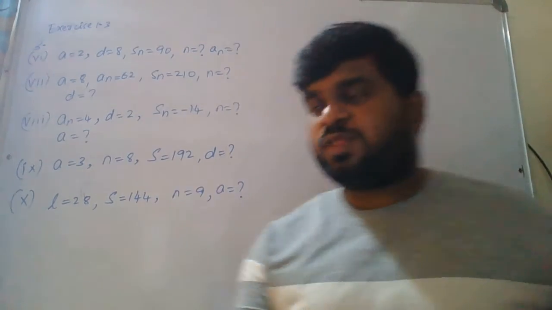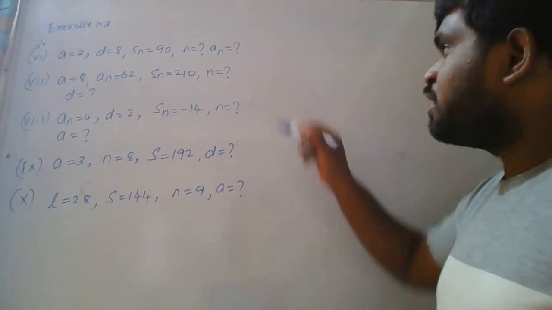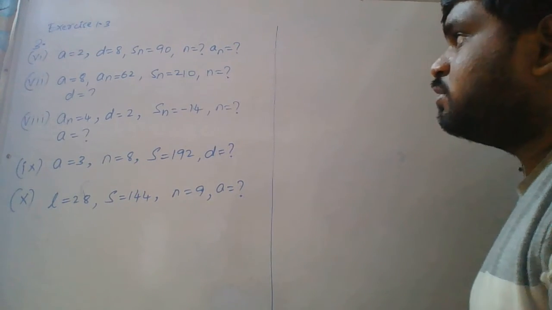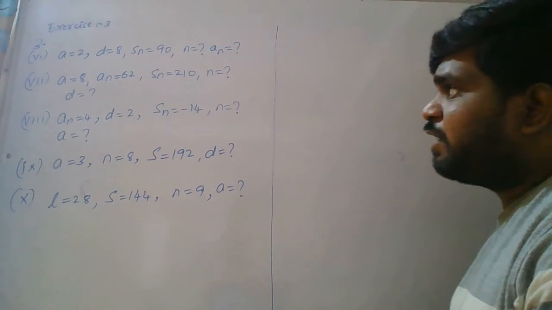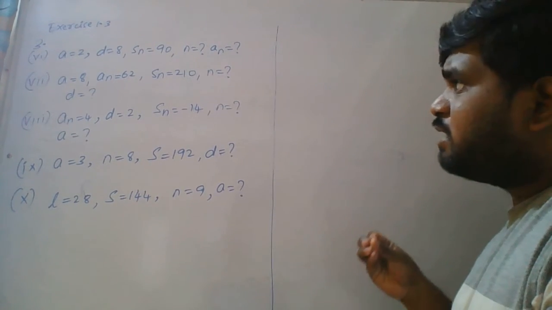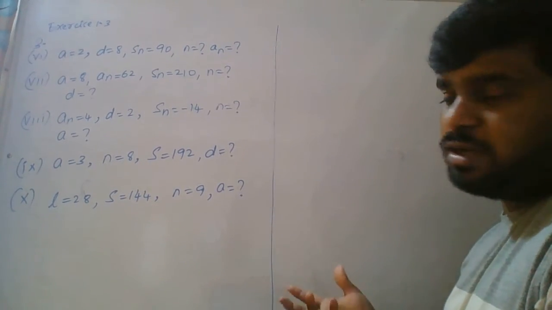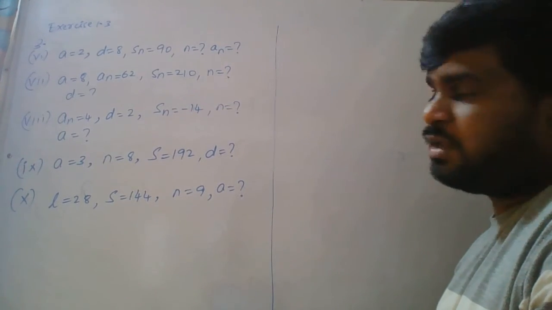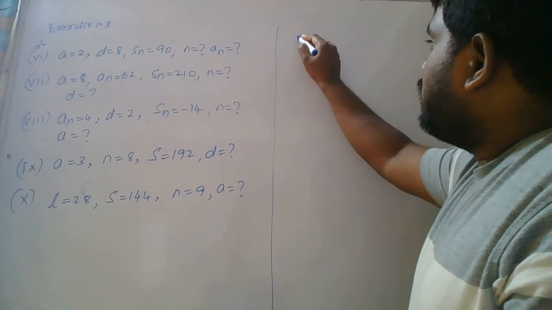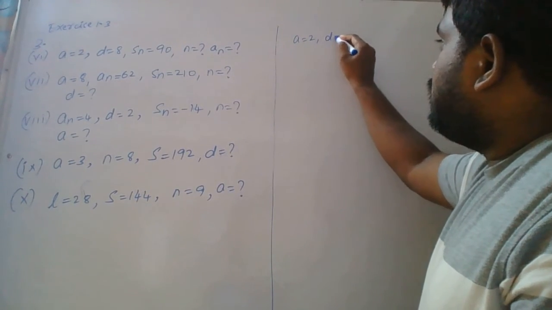Okay, students, let's continue with the next 5 problems. So in the next, 6th question, the a value is given, d value is given, and Sn is given. We have to find the n value. That is, there are some terms, if you add some terms, we don't know how many terms exactly, it gives you 90. So we have to find how many terms we should add to get 90. Okay, so a is given as 2, d is 8.